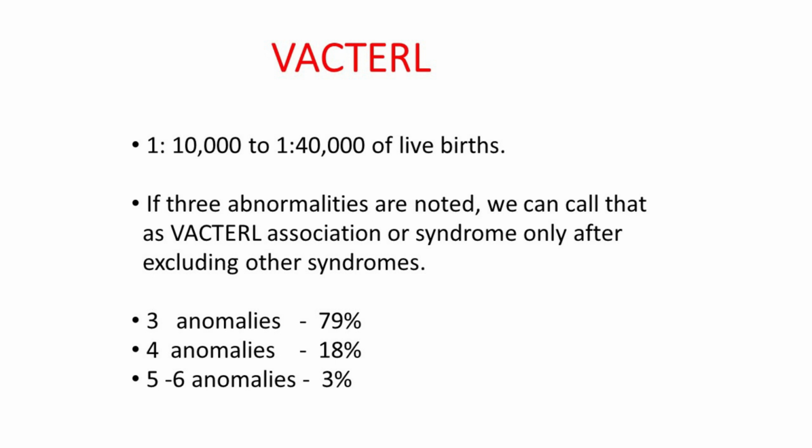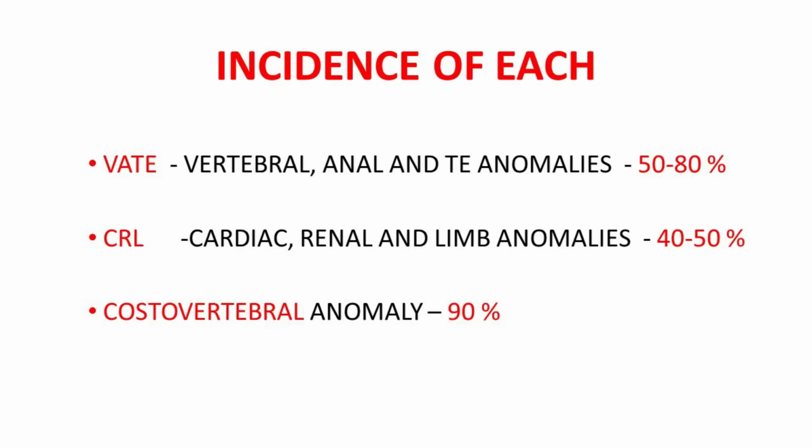For definition, out of VACTERL, 3 anomalies are noted in 79% of cases, 4 anomalies are detected in 18% of cases, 5 to 6 anomalies in 3%. In our case also, so many anomalies were there. Now we will go to the incidence of each. The incidence of VATE, vertebral, anal and TE anomalies, tracheoesophageal anomalies is 50 to 80%, and the incidence of CRL, cardiac, renal and limb anomalies, is 40 to 50%. Some authors indicate costovertebral anomalies would be present in almost all the cases. That means all the affected babies would have anomalies either in the vertebrae or in the ribs, or most commonly in the costovertebral junctions.